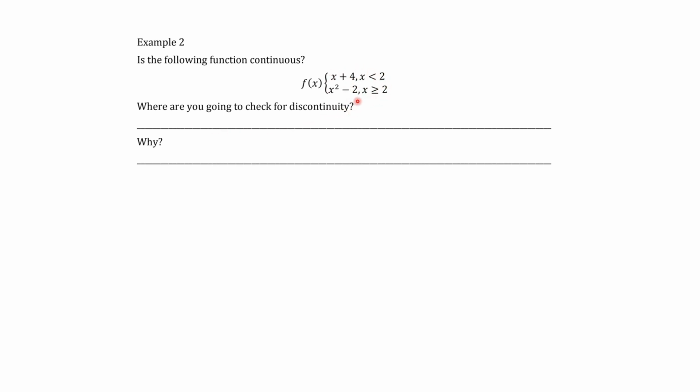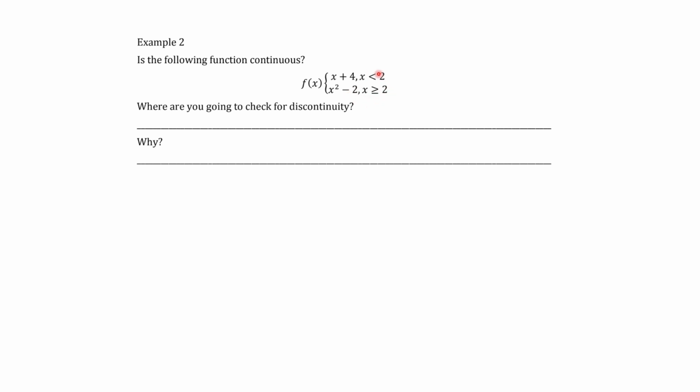So what is the problem here, right? Up until x is less than 2, we have a line, right? X plus 4 represents the equation of a line. And lines are, of course, continuous everywhere. So that is not an issue there. And then for x greater than 2, we are also going to have a parabola. We have a polynomial, x squared minus 2, and that is also continuous everywhere.